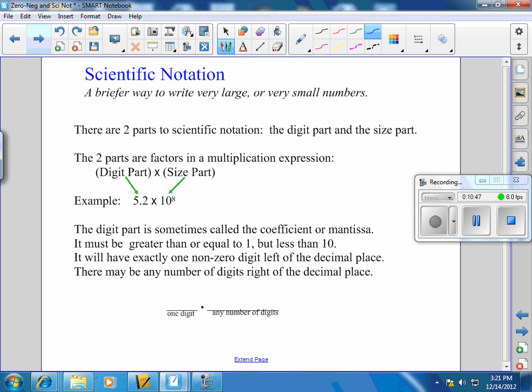So we need to talk about this thing called scientific notation. There are two parts to it. We have the digit part and the size part. The digit part is just a number. The size part tells me how many times I'm going to move the decimal. Go ahead and read through this.